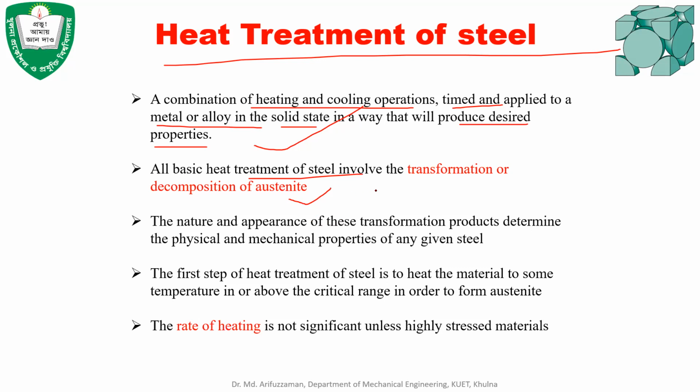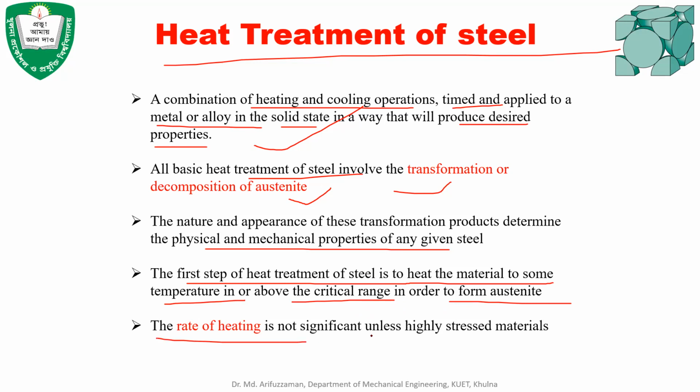That means for heat treatment, you have to form the austenite and then you apply cooling at different rates to get the desired properties. The nature and appearance of these transformation products determine the physical and mechanical properties of any given steel, as I already discussed. And the first step of heat treatment of steel is to heat the material to some temperature. At what temperature you want to heat it up, there are some critical ranges where you need to form the austenite. You need to form the austenite first, and then you need to do the cooling.